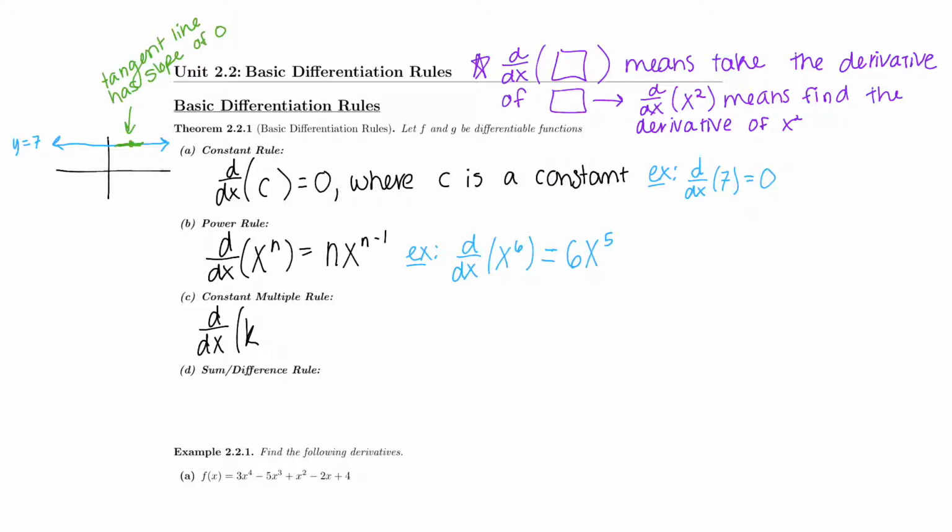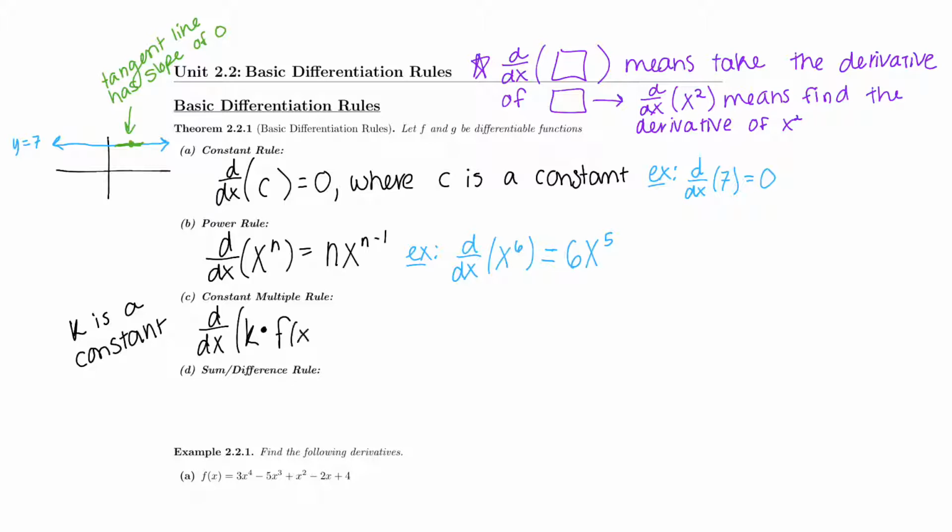For the constant multiple rule, if you have a constant k, and by the way, if you're wondering why do we use c sometimes and k sometimes, typically we use c when it's a standalone constant, and we use k when it's multiplying a function. That's just mathematician etiquette, I guess. No particular reason. You could use any variable you want for a constant, but we typically use c as a standalone constant and k when it's being multiplied.